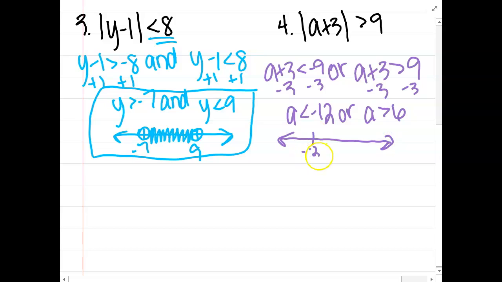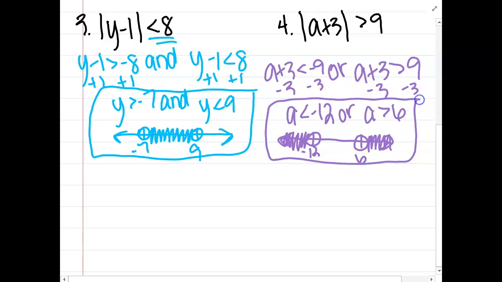So on your graph, we have open dots at negative 12 and at 6. Remember with the ors, we shade everything. So all the numbers less than negative 12 and all the numbers greater than 6. Okay, let's do one more together. And then I'll have you try the last one on your own.